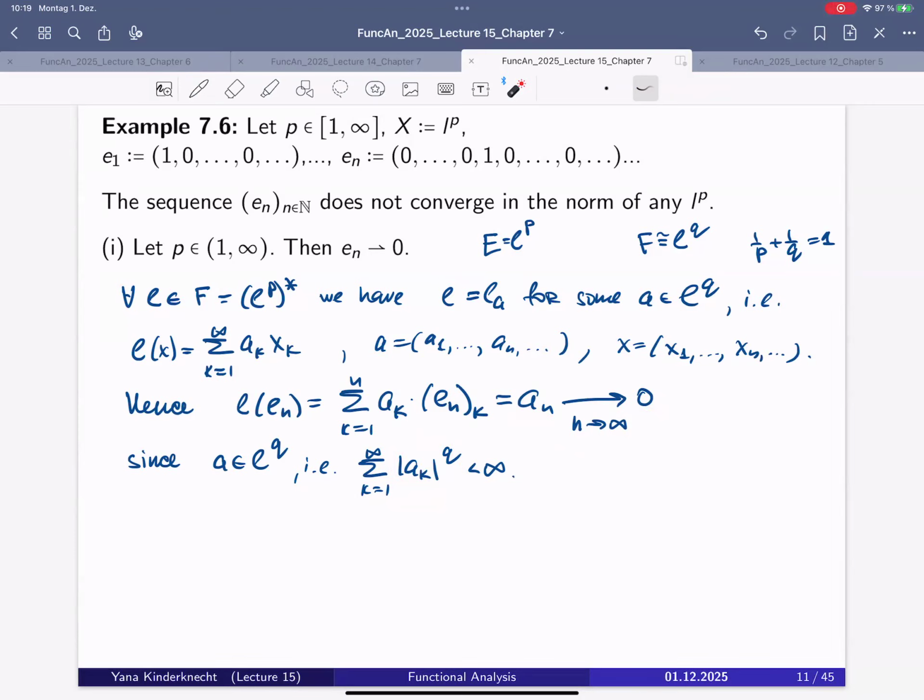It's clear? Yes. But this 0 can be interpreted as L of 0, because L is a continuous linear functional. So for any linear functional, we have this identity. So we have shown that for any L belonging to F, L of En converges to L of 0. That is, we have this. Agree? Yes.